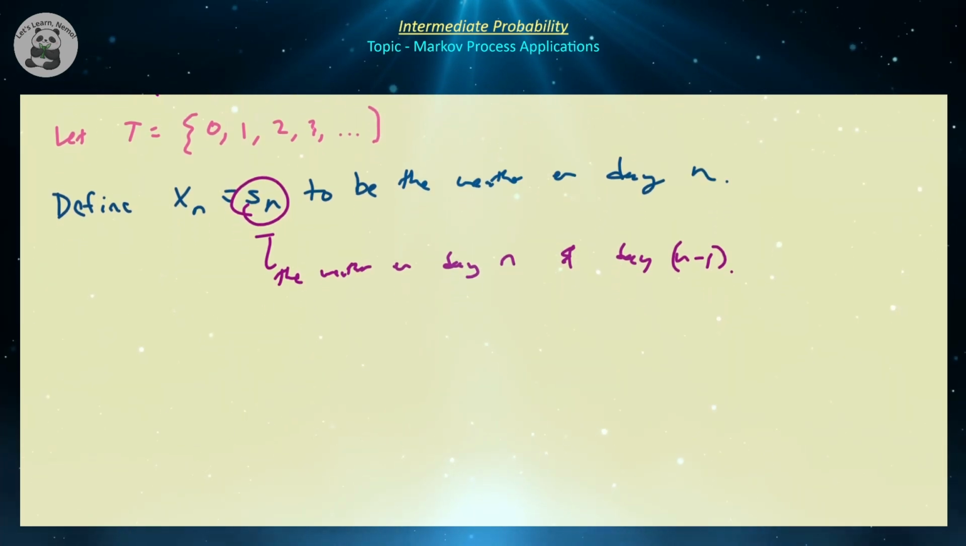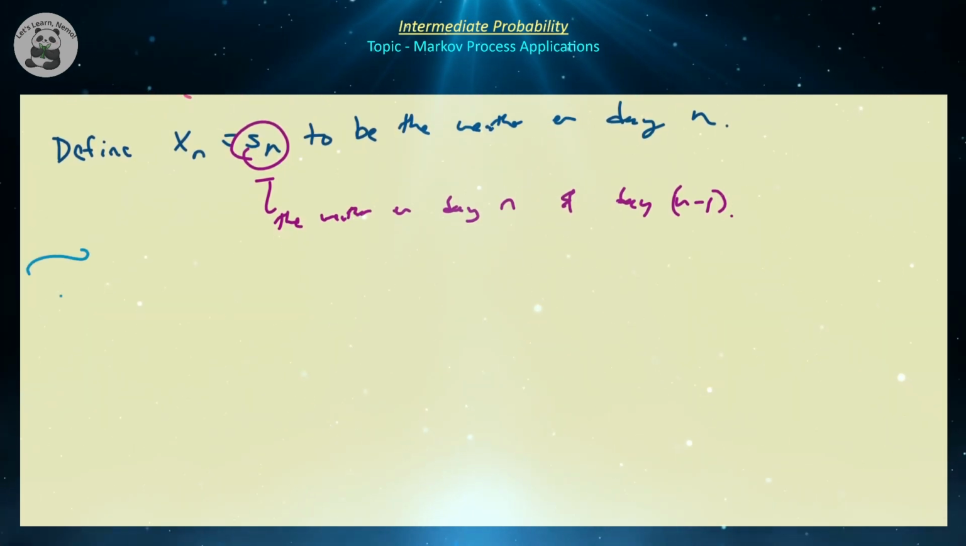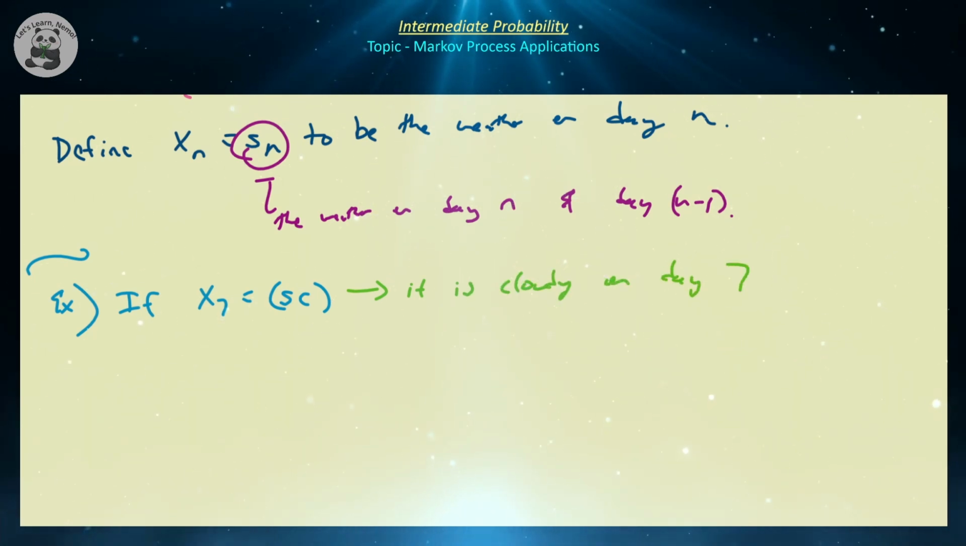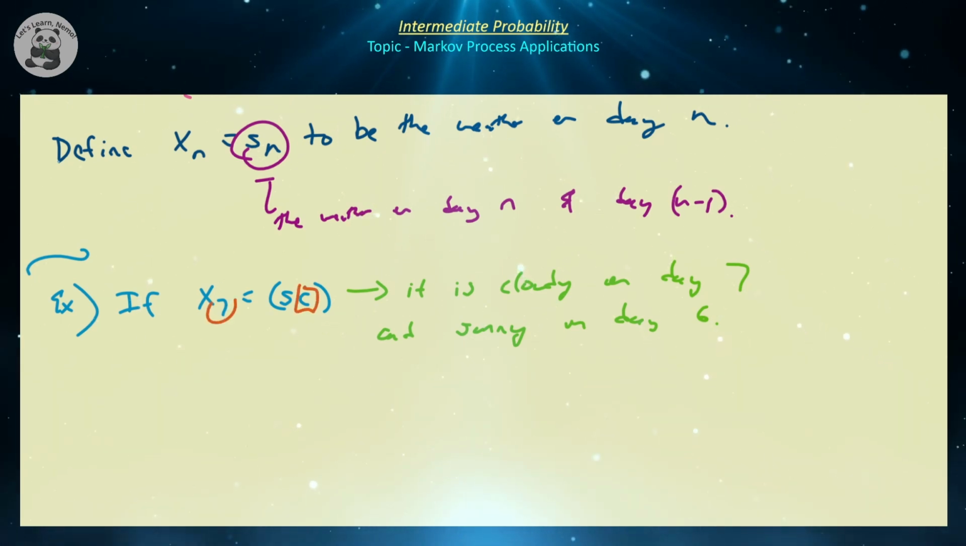So before we get into the building of our stochastic matrix, let's just look at an example to make sure you understand this notation. Let's assume that X7 is equal to the state SC. So how are we going to interpret this? That means it is cloudy on day 7, and it is sunny on day 6. Again, this corresponds to the day of reference, and this corresponds to the day before.